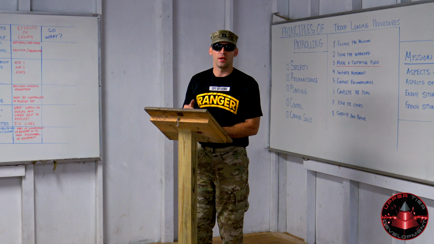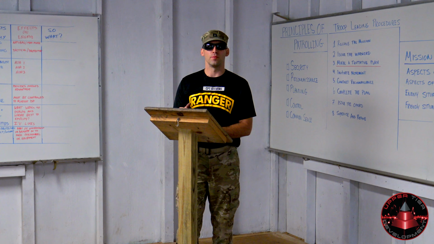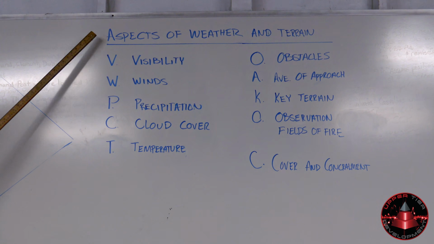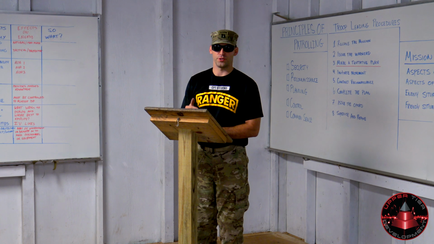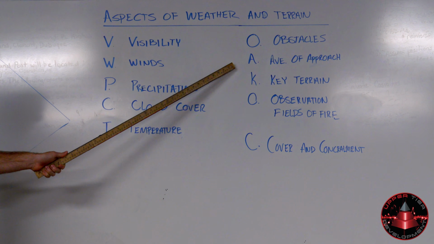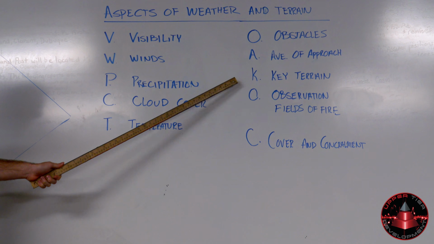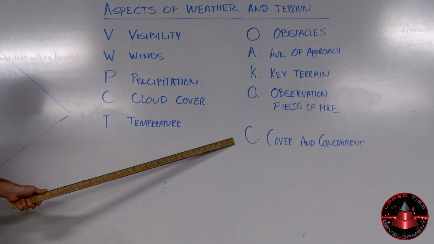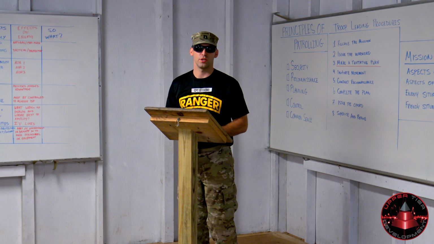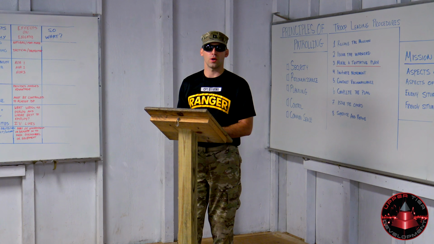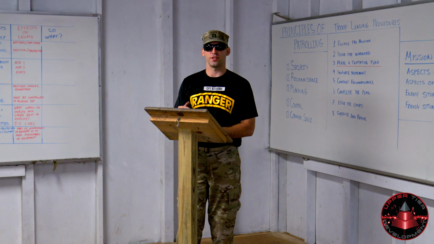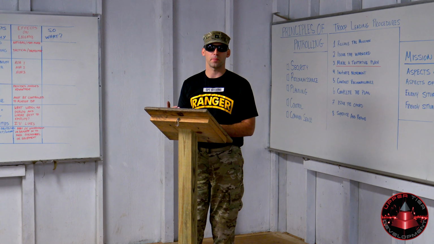Now that we understand how the enemy is going to fight, we can move on to terrain. Under terrain, we're also going to look at weather. So we're going to start off with the terrain, and we're going to look at OAKOC. So OAKOC stands for Obstacles, Avenues of Approach, Key Terrain, Observation, Fields of Fire, Cover and Concealment. So under obstacles, things that we want to look for are what is going to significantly disrupt or delay our formations.